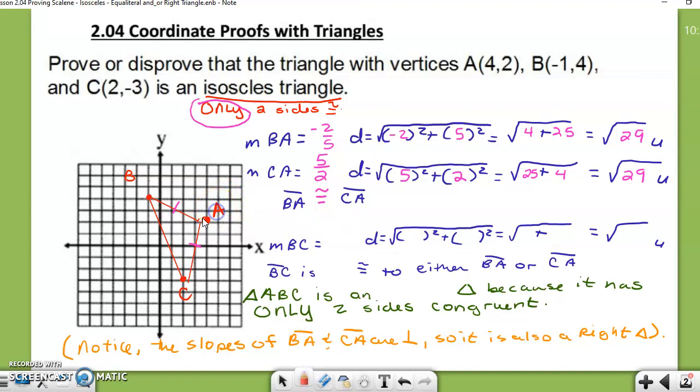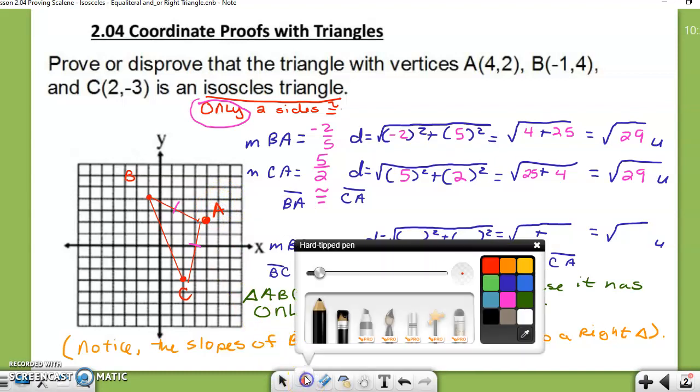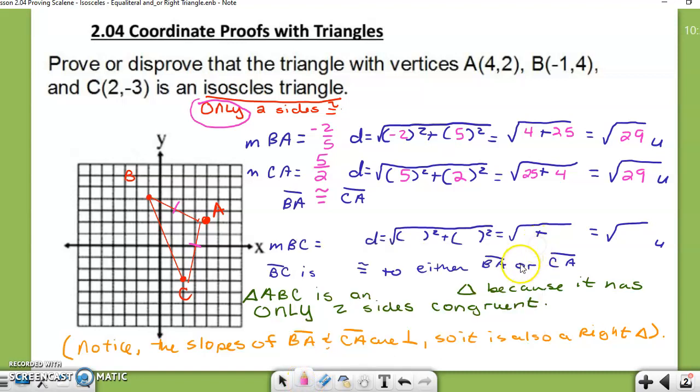This is my A point out here. All right, I do have to still do the distance of the third side to make sure that it's not an equilateral. So when I calculate my slope for BC, I drop 7 and I run 3.